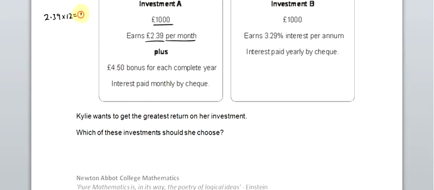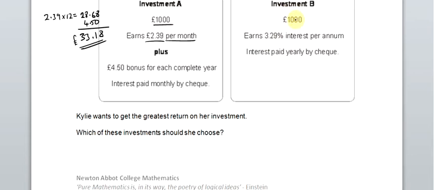So there we are, £28.68. And then at the end of the year, she gets £4.50. And that's her bonus. So if we add that on, she gets £33.18. And that is the amount of money she earns for investment A on top of her £1,000.